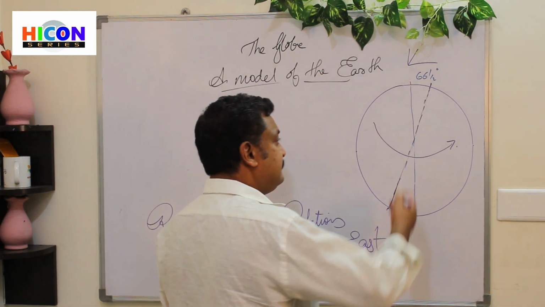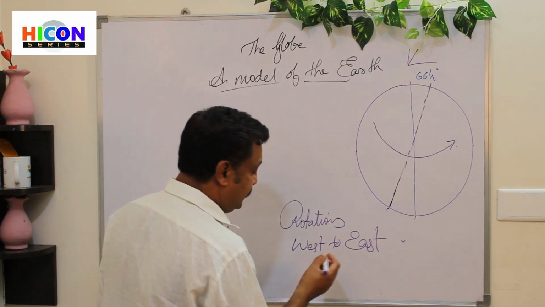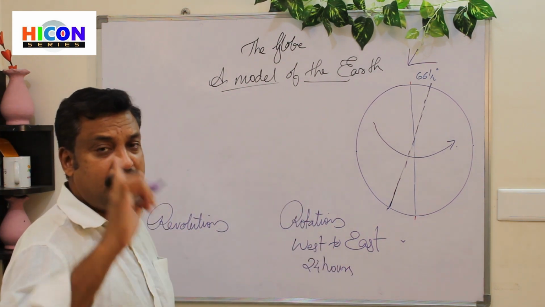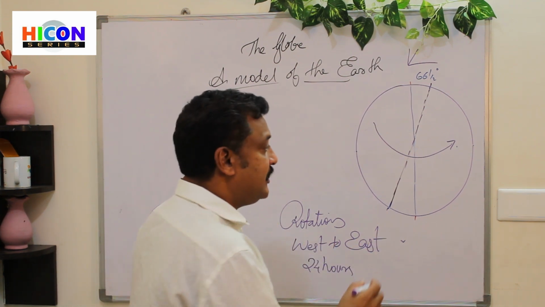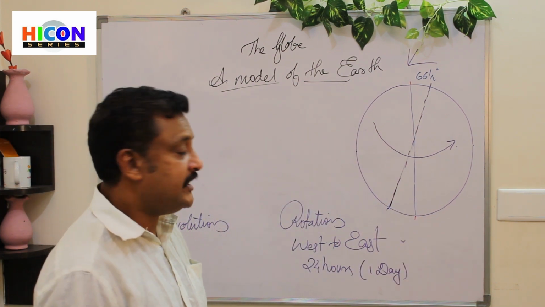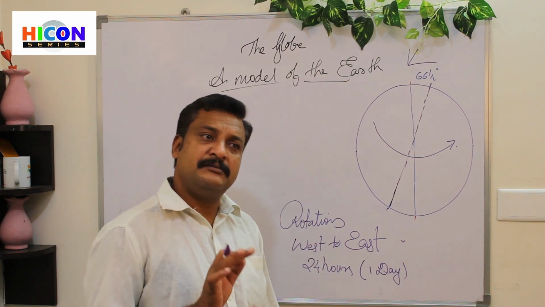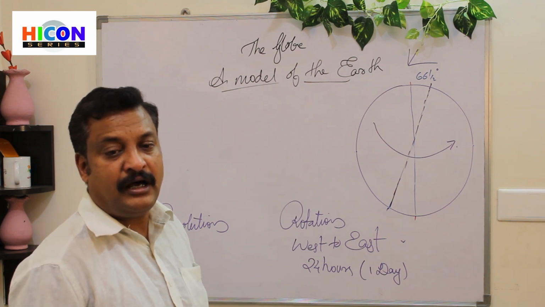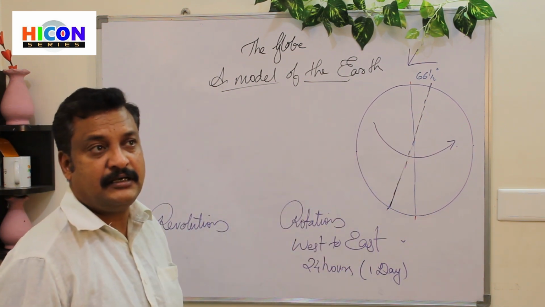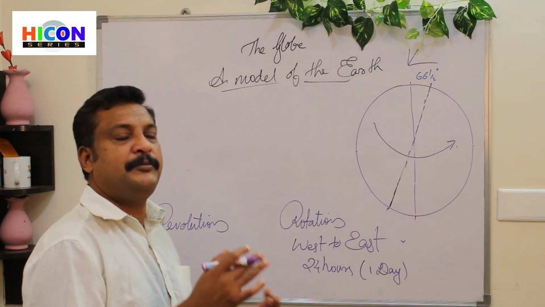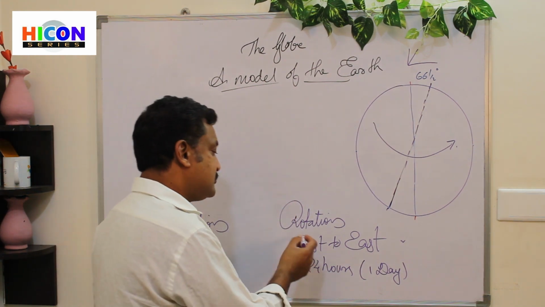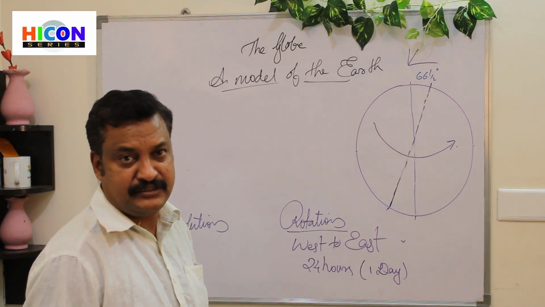And the time taken for one complete rotation is 24 hours, and that is what we call one day. So the time taken for the earth to complete one rotation is simply one day, which has 24 hours in it. Because of this rotation of the earth, some part of the earth gets sunlight and other parts are dark. So day and night is formed because of this particular movement of the earth called the rotation.